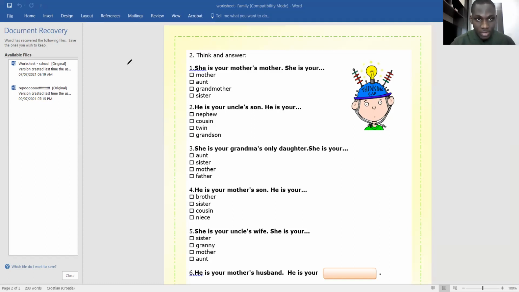Number 1, let's think. She is your mother's mother. Right? She is your mother's mother. Is your what? For example, you have a mother. For example, this is your mother, and this is your mother's mother. So your mother's mother is what?